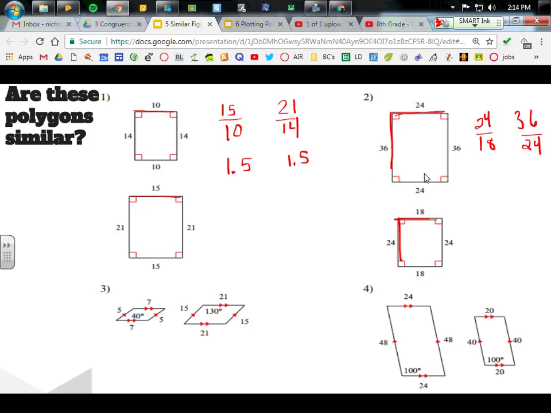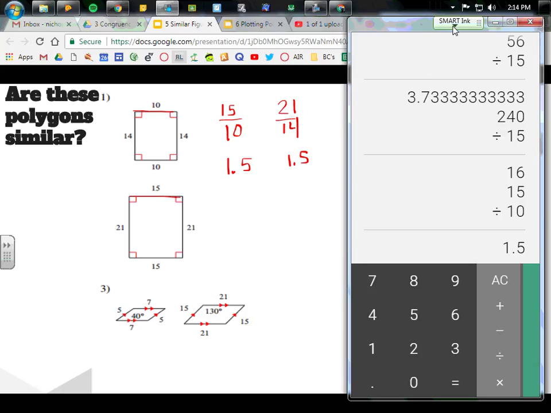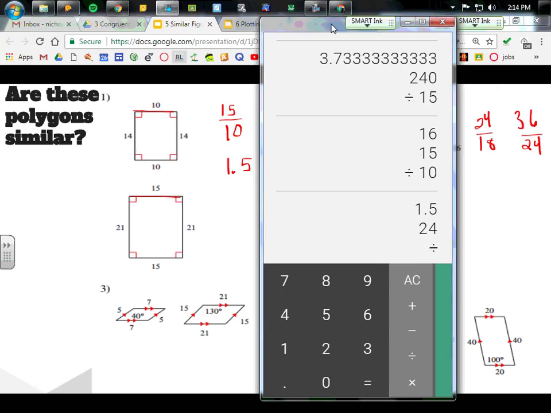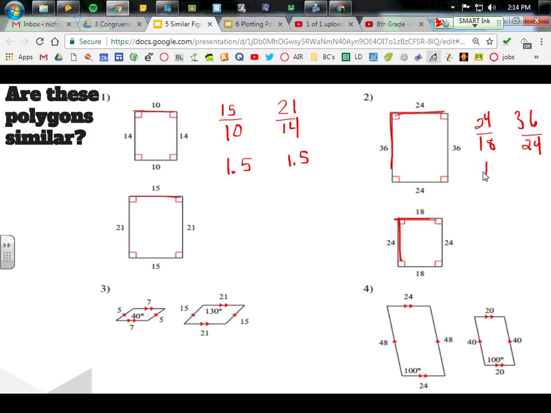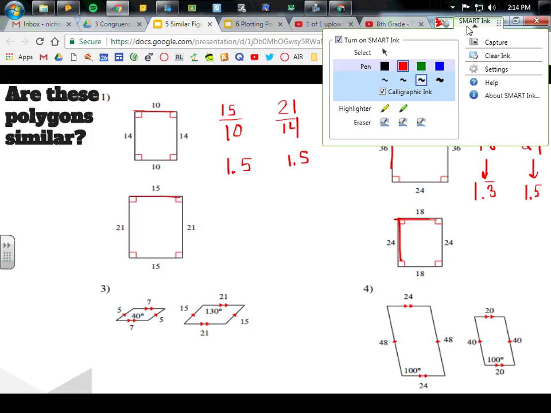All right, and we don't need to test the other two sides. So, once again, let's do our division. 24 divided by 18 is going to give us 1 1/3. 36 divided by 24 gives us 1 1/2. So here we have this answer is 1 1/3, and this was 1 1/2. We do not end up with the same scale factor. Therefore, these two rectangles are not similar. They're not proportional.